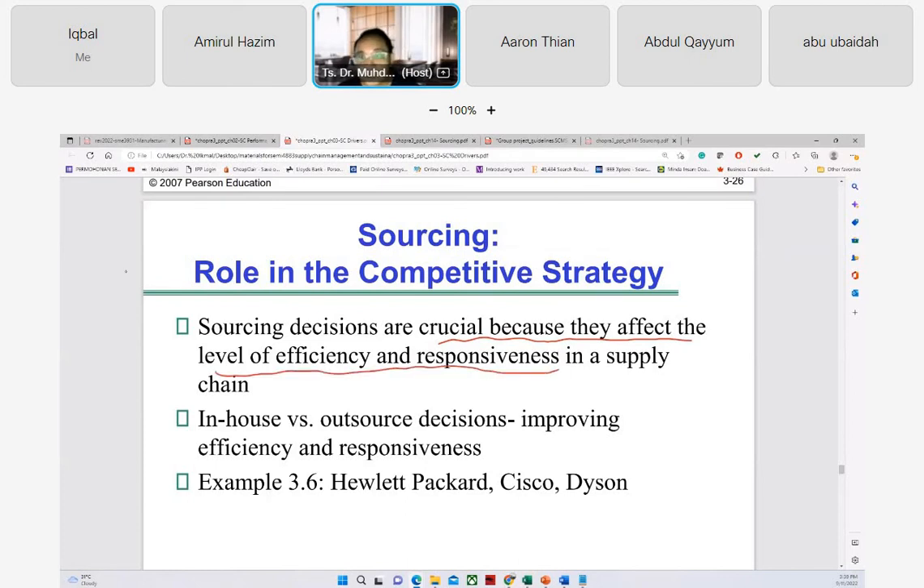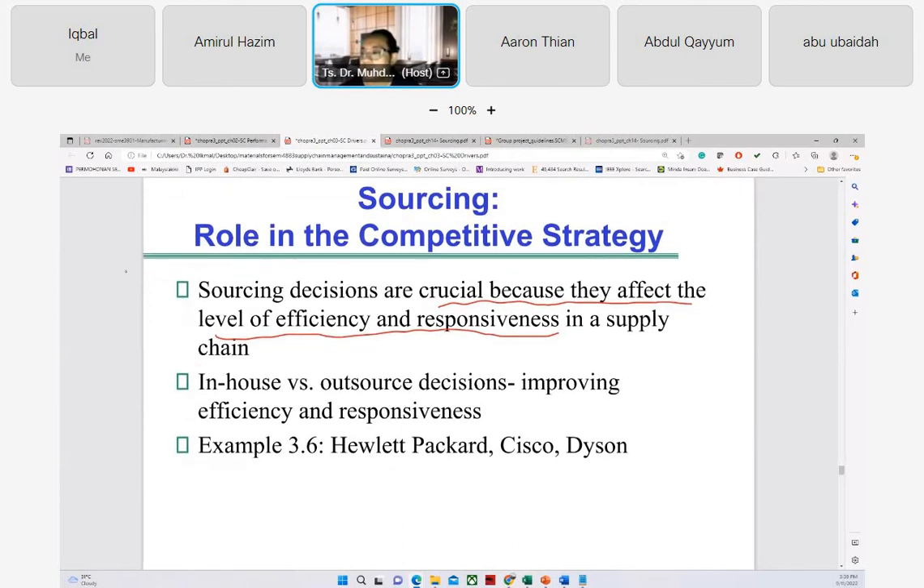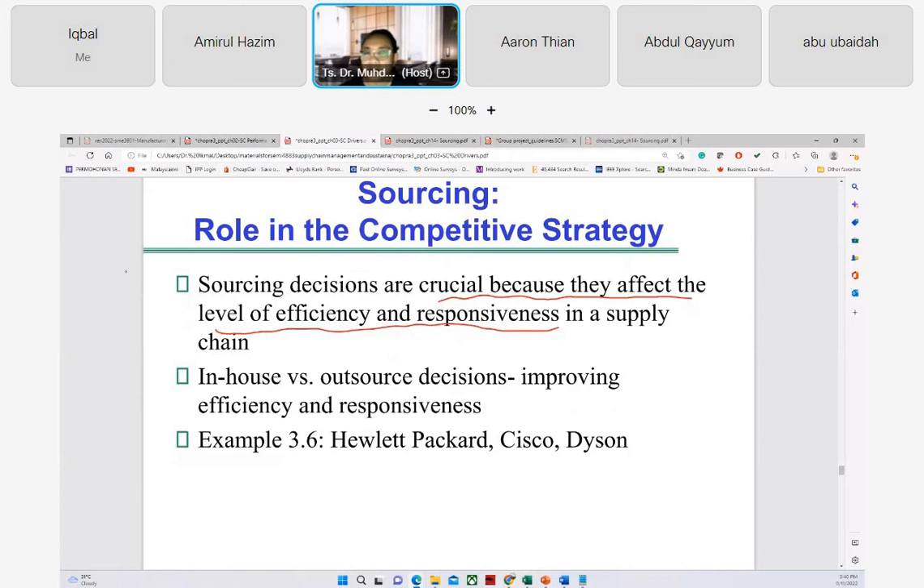So I think I just threw a question last time in the class. So why we should have many suppliers, right? Many sourcing, okay? First to compete with the price, yes, and then the second was to make sure we are not having an issue of a shortage of the components. Okay, so in-house or outsource decision improving efficiency and responsiveness.